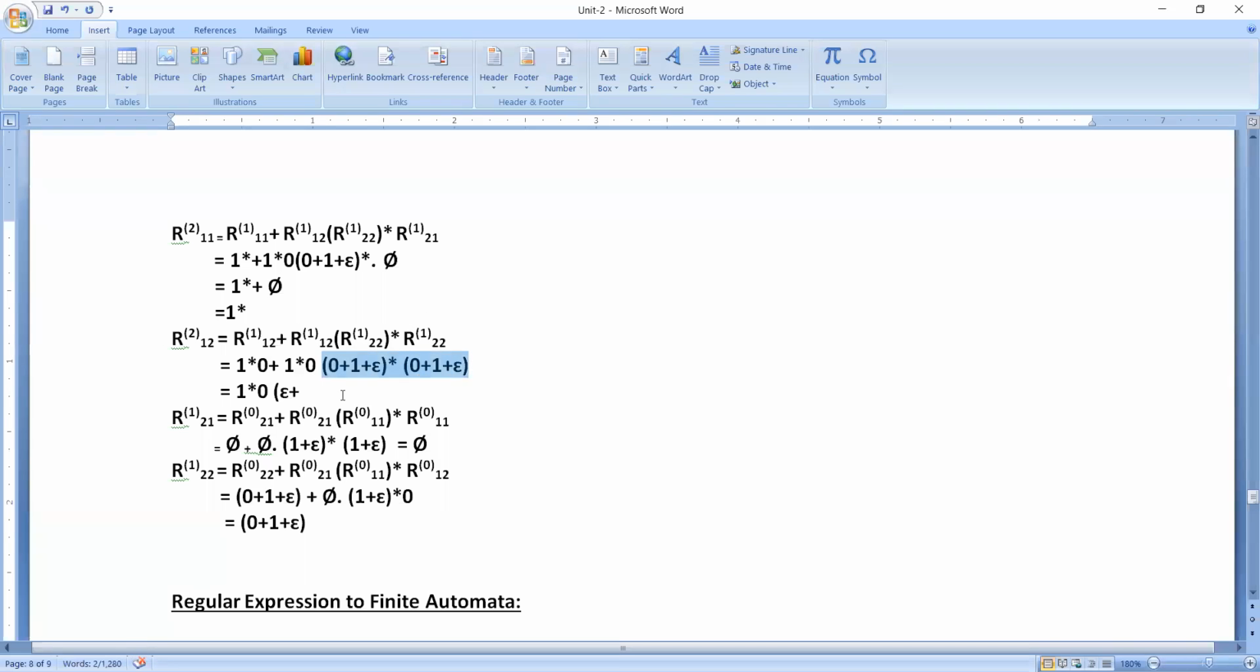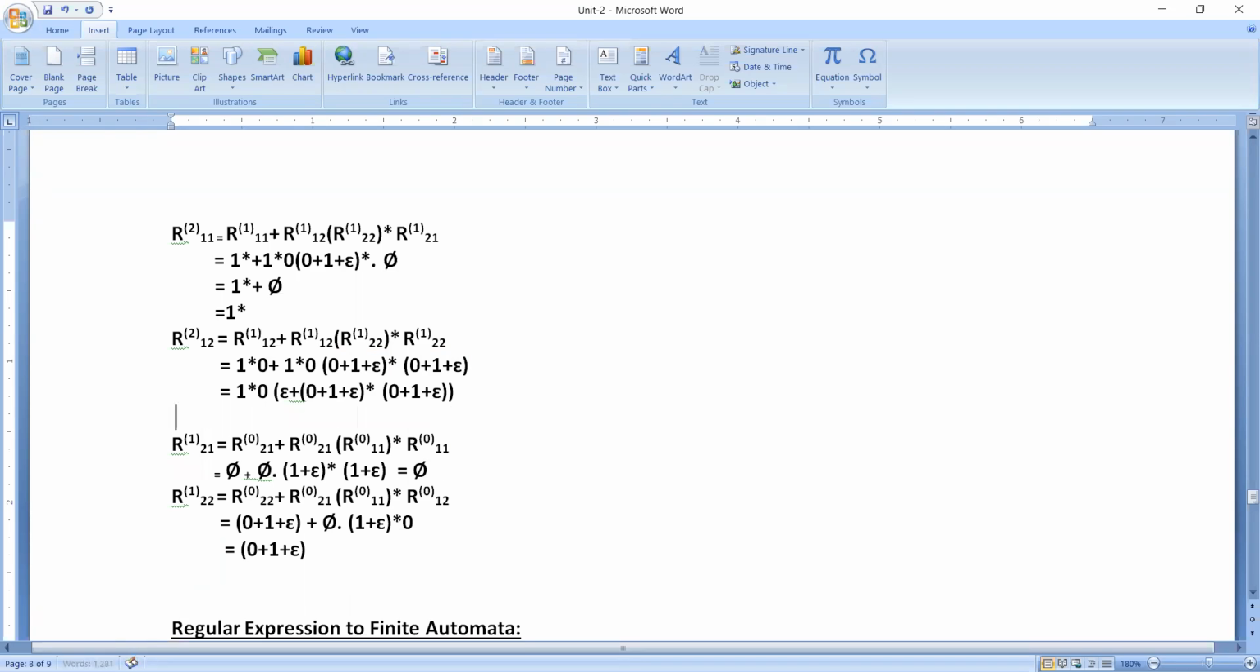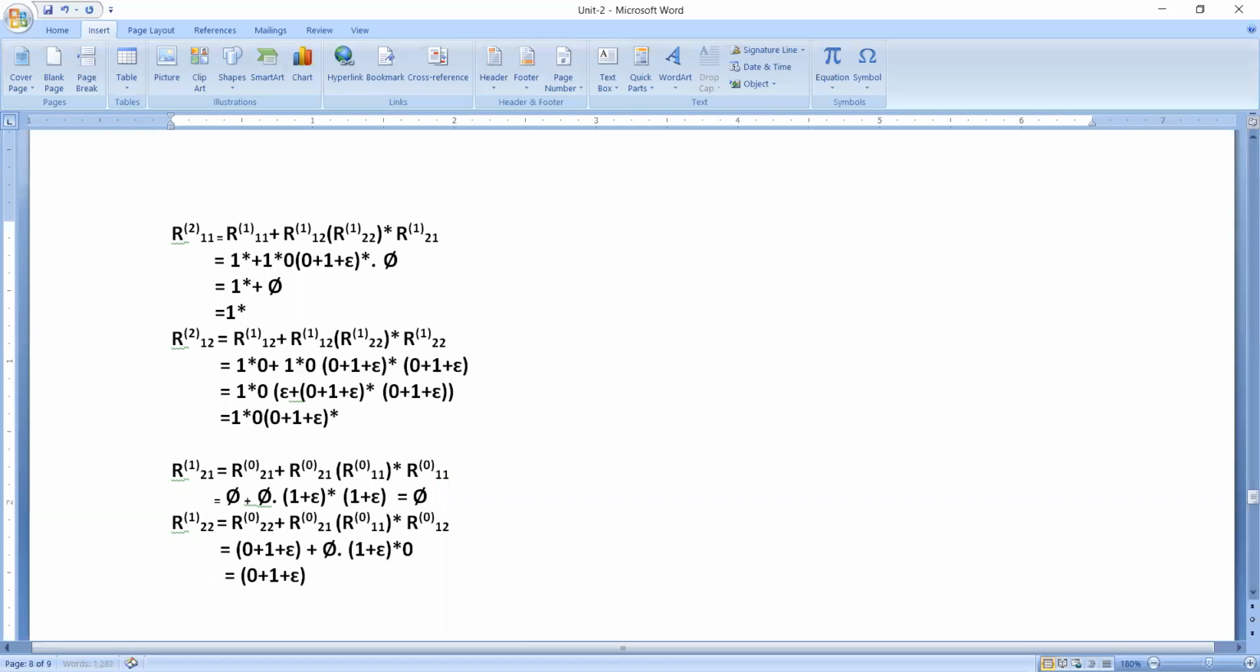So r star r. Now what is epsilon plus r star r? It will be r star only. So it will be equivalent to 1 star 0 into r star, which is nothing but epsilon plus 0 plus 1 whole star. Now please observe, we can further simplify this, epsilon plus 1 plus 0 whole star, as 1 star 0 into 0 plus 1 whole star. This can be written like 0 plus 1 whole star.